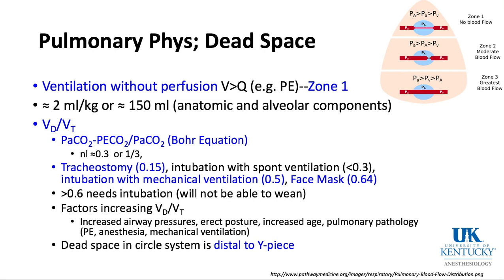It's distal to the Y piece. It is not in the corrugated tubing, assuming that you have a normal inspiratory and expiratory valve only allowing gas to go in one direction in your circle system. So if you introduce a humid event, that is dead space. But if you put two corrugated tubings together and pull them apart, if you have a normally functioning inspiratory and expiratory valve, that does not introduce dead space into the system.